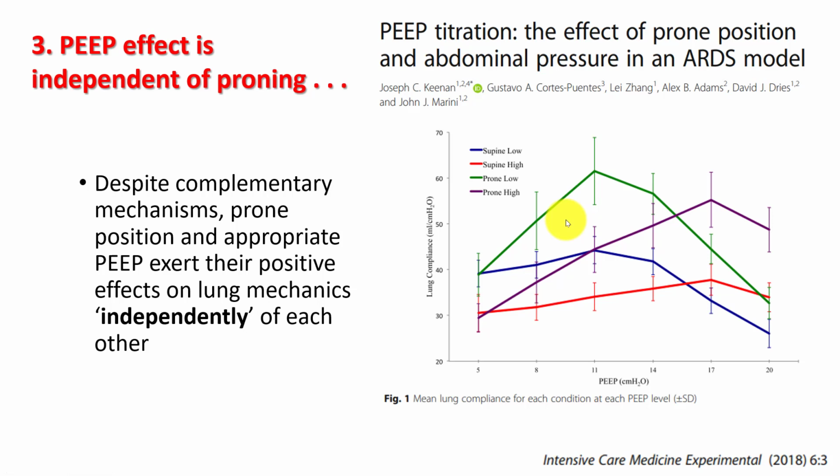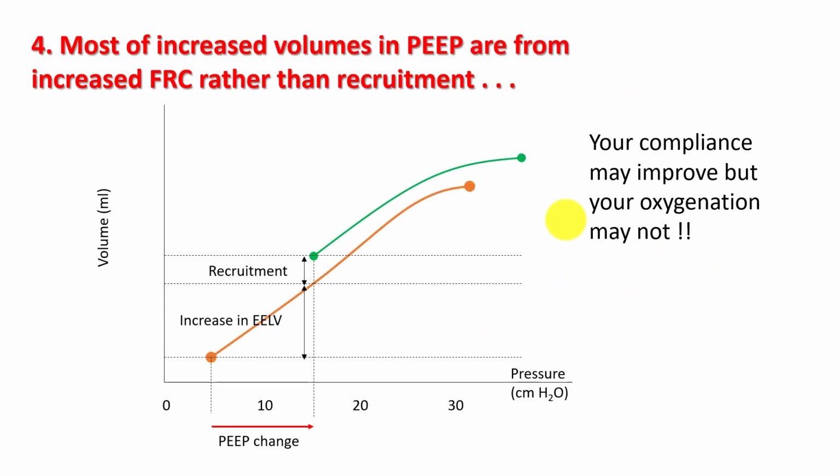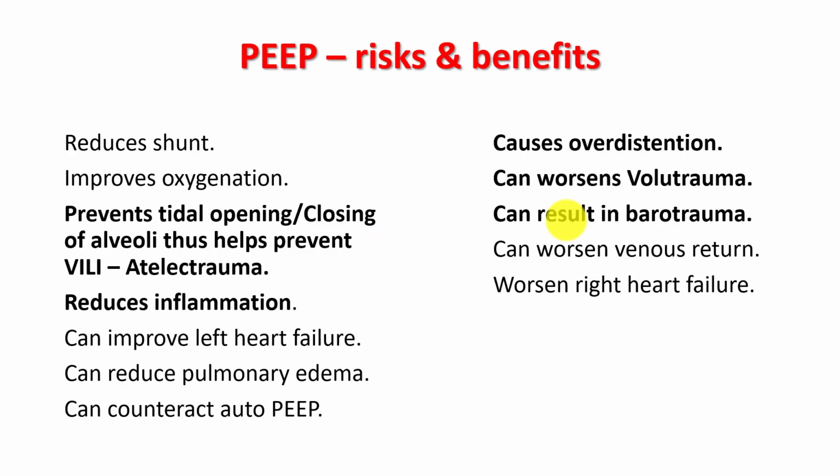PEEP effect is independent of proning. We have been using proning quite a bit for our ARDS patients. So you have to understand that both the methods work independently of each other. Most of the increased volumes with PEEP are from an increase in the end expiratory lung volume from the PEEP rather than recruitment. So in a lot of cases, you will see that your compliance is certainly better, but your oxygenation has not improved.